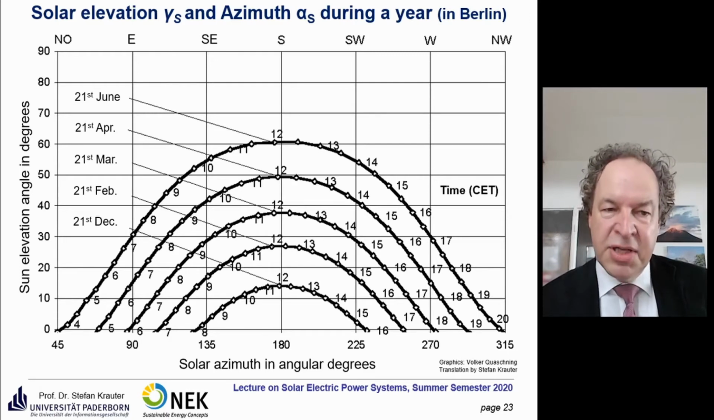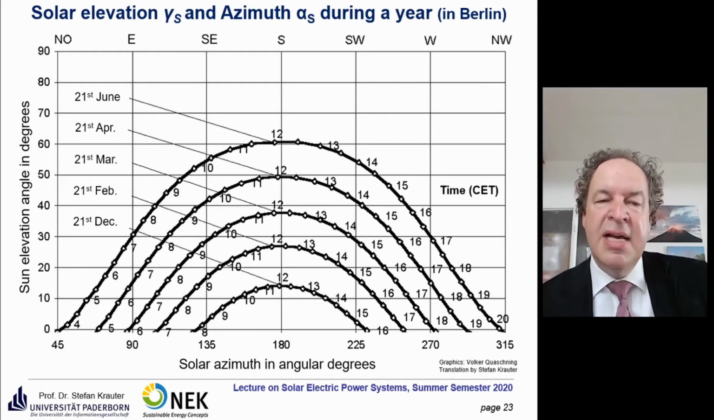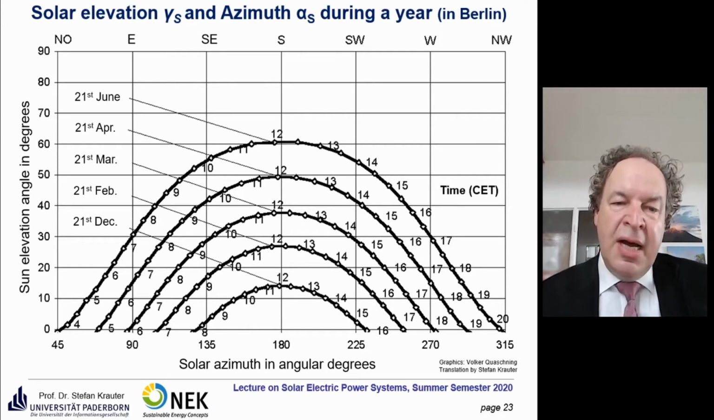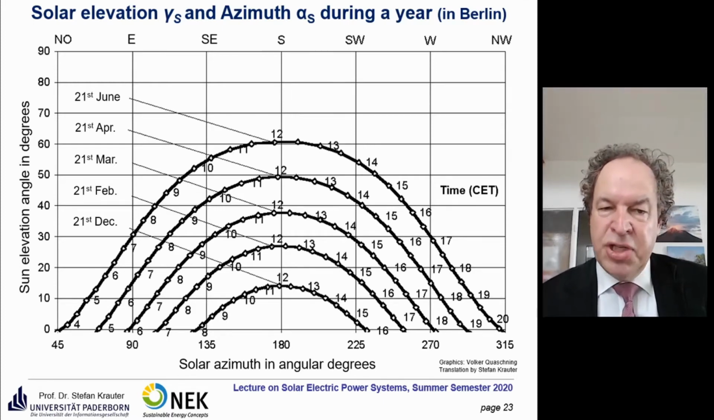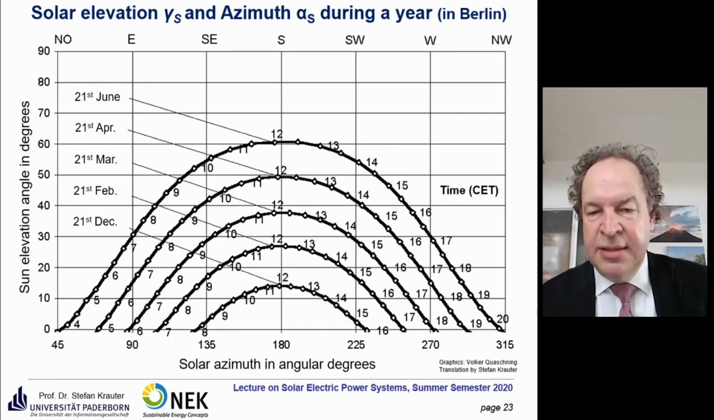If we go more towards summer, for example, at the upper line, 21st of June, we see that sun already goes up at 4 o'clock. It's not only east, it's even northeast. It goes up, reaches the southern position at 12 o'clock and goes down at 8 o'clock in the evening.